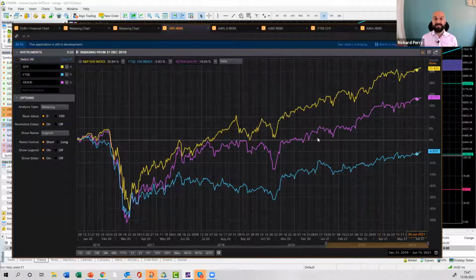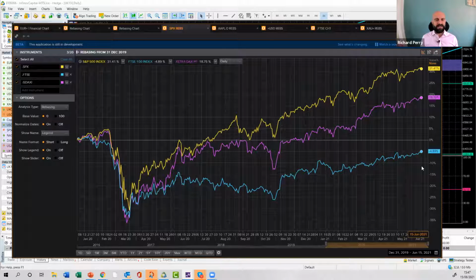DAX 18%. So DAX, Ftse, well, I mean, Ftse is a struggle. It's always been a struggle. I mean, it seems to be that Brexit is, or has been, the perennial factor that's a drag on Ftse.